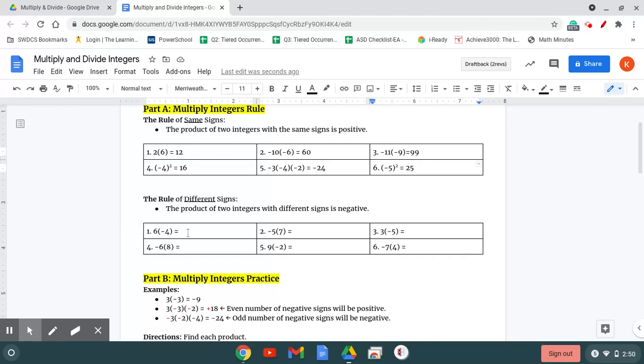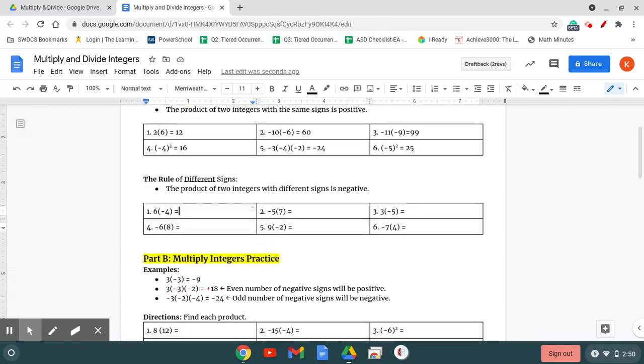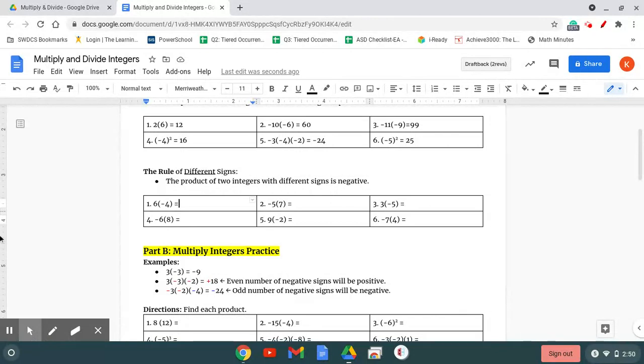All right, so let's look at number 1. 6 times negative 4. Well, we have 1 negative, so our answer is going to be negative. And then what is 6 times 4? 6 times 4 is 24. So 6 times negative 4 is negative 24.